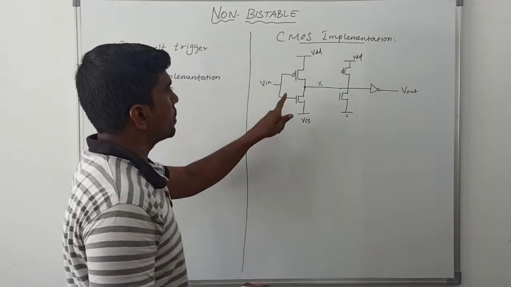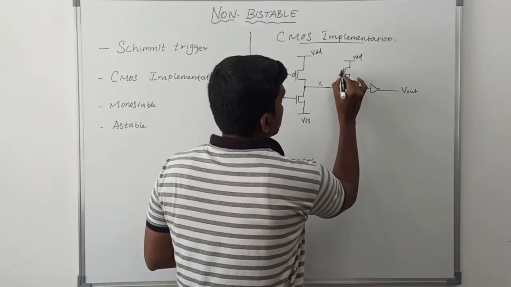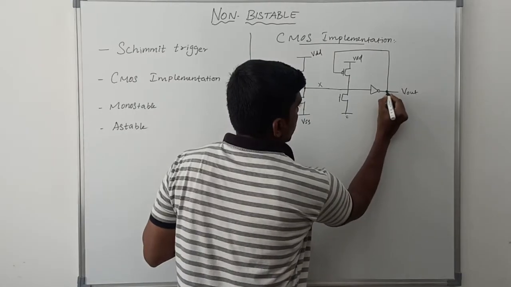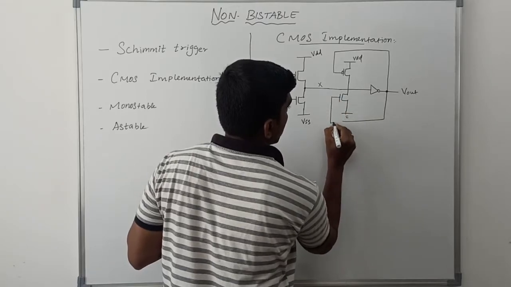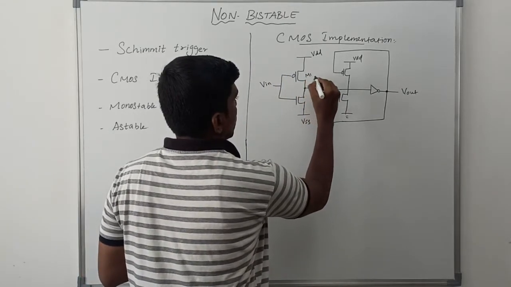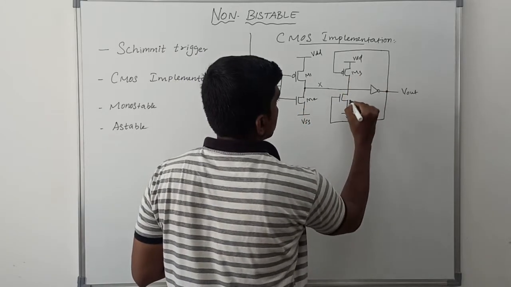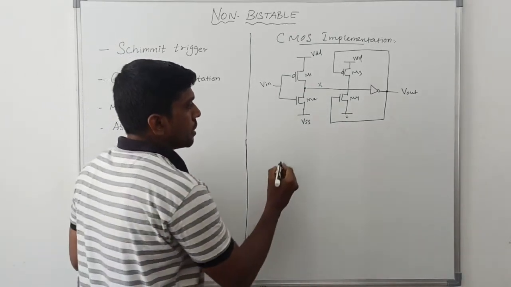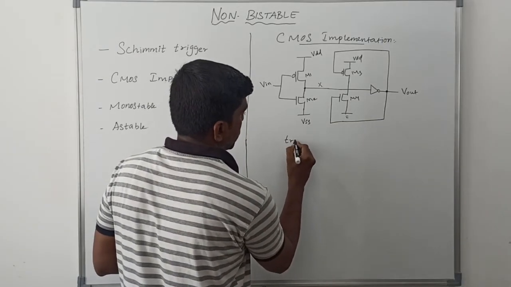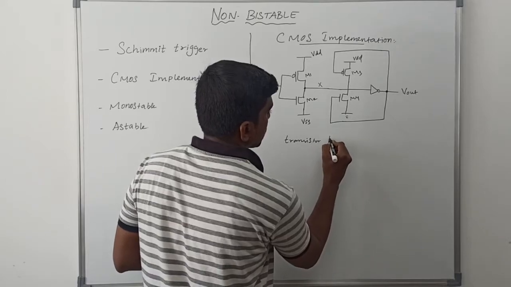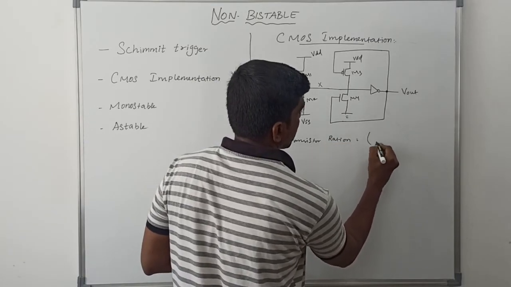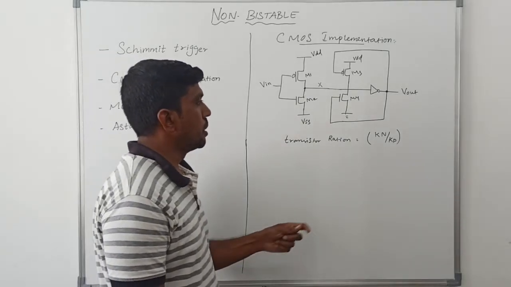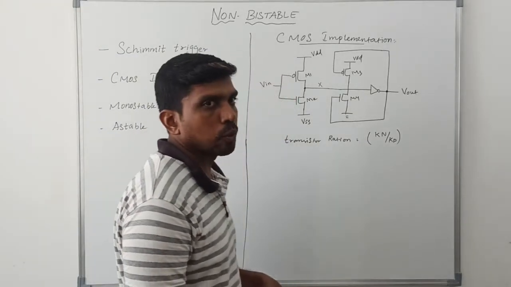Let's say X represents the output of this first inverter, and this PMOS transistor input is connected to the output. This output is connected to the input of this NMOS. So M1, M2, M3 and M4. In this CMOS implementation, we find the threshold voltage. The threshold voltage is based on the transistor ratio. Transistor ratio equals Kn by Kp, NMOS transistor by PMOS transistor. Based on this ratio, we find the threshold voltage level.